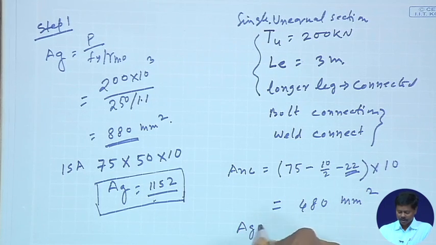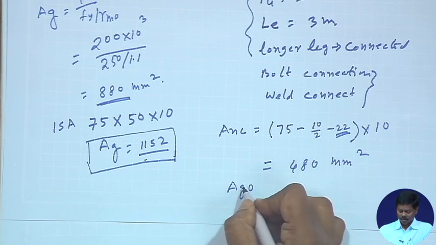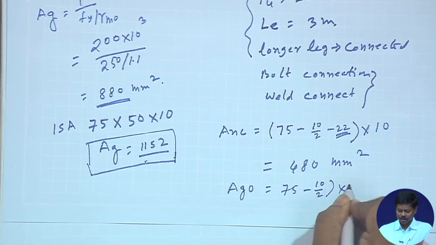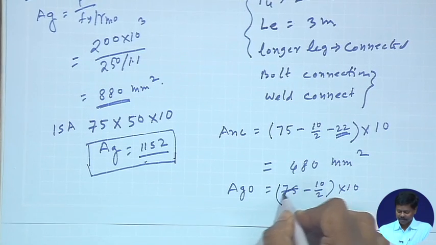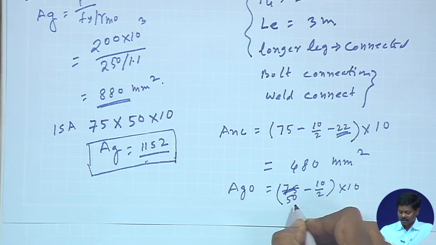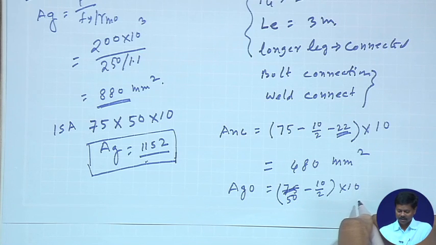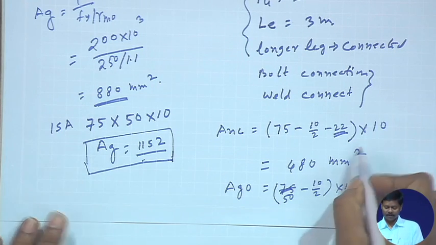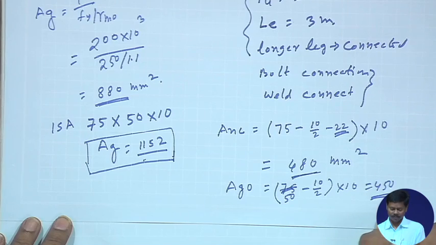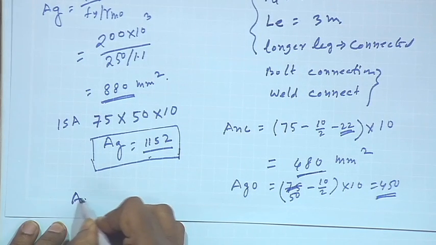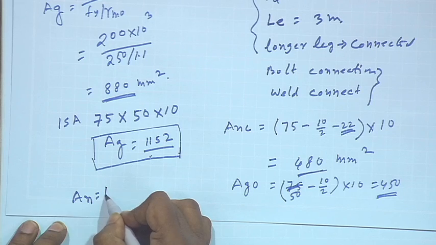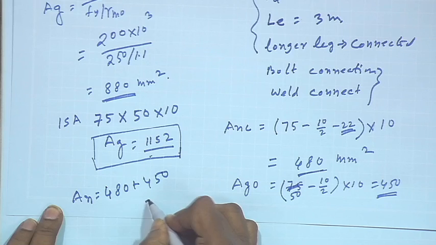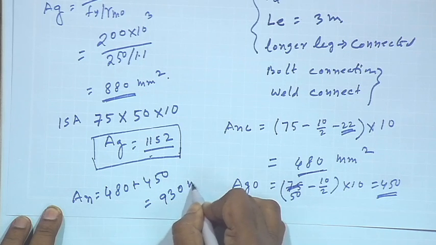Similarly, Ago, that is the gross area of the outstanding leg, will become 75 minus 10 by 2 into 10. Not 75, this is 50, because the shorter length was 50. So, 50 minus 10 by 2 into 10. So, it is coming 450, right. So, Anc value we can find out, Ago value we can find out, also I can find out An value. An will be Anc plus Ago, that means this will become 930 millimeter square.